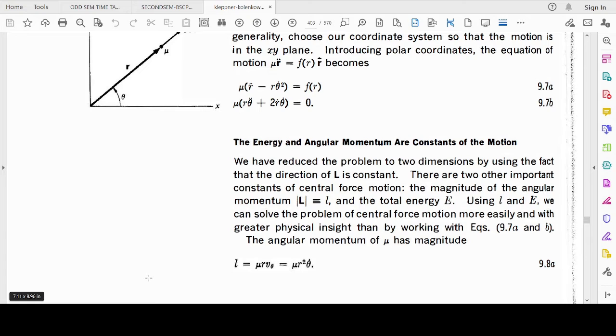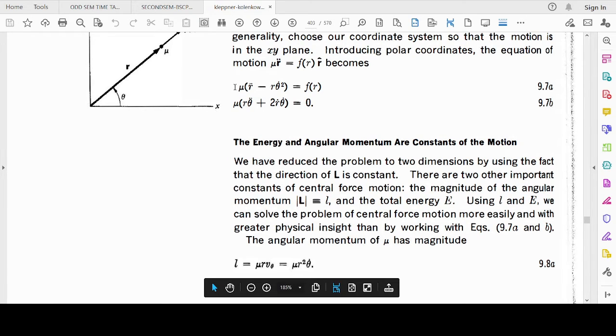Now we have two equations. The first equation is the force equation in terms of r, that is mu (r double dot minus r theta dot square) is equal to f of r. So you will study how we are writing this equation when you refer to the spherical polar coordinate system. Express r double dot in terms of r and theta, that will get r double dot minus r theta dot square.